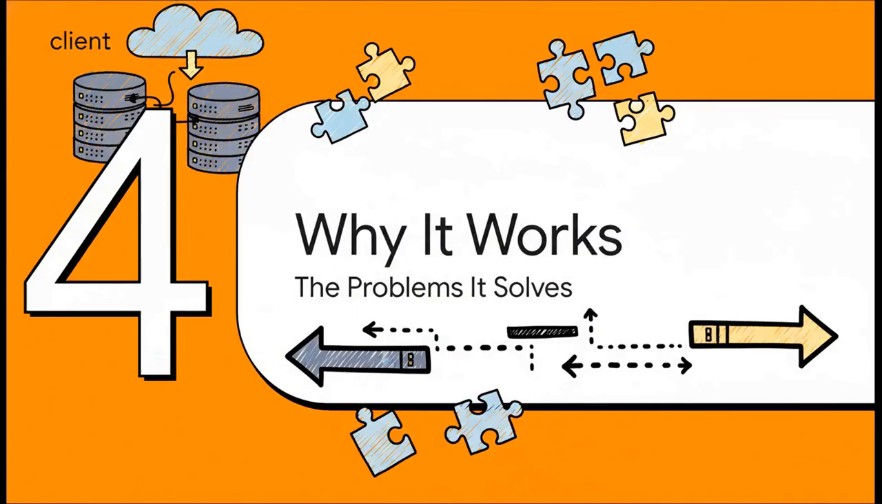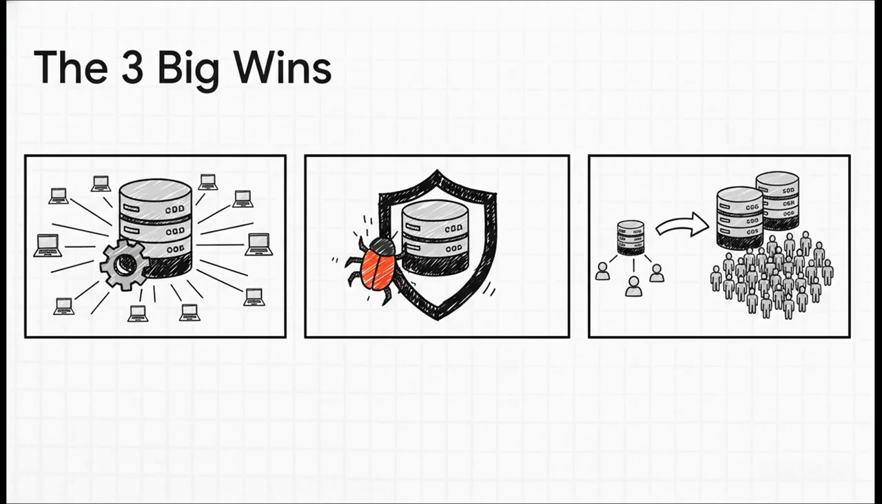Okay, so why are we so strict about this separation? What's the big deal? What are the big wins we get from designing systems this way? Well, it turns out this architecture solves some really fundamental problems that you always run into when you're building software. It really boils down to three huge wins.